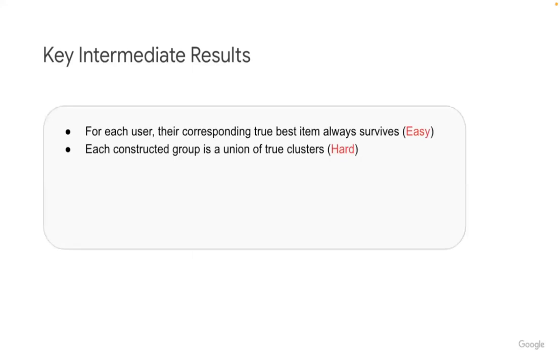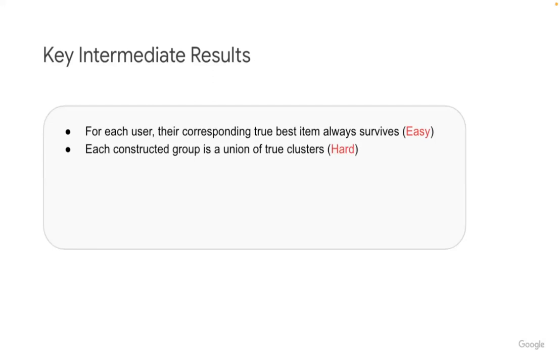Actually, before going to what happens more generally, let me state some key intermediate results that we will show at the end of phase 1 itself. So for each user, their corresponding true best item always survives. This is easy to show because remember, for each user, we considered the good items to be ones that are 2 delta away from the empirical best item. So it's easy to show that with high probability, the best item is in that set. And since we are taking a union of good items across users in the same group, the best item for every user in the group survives.